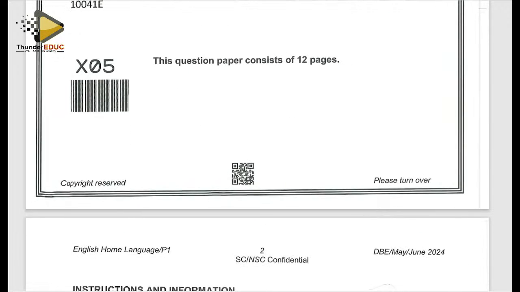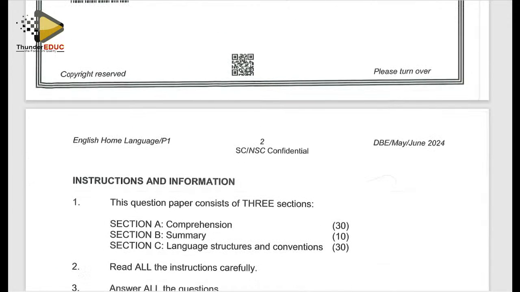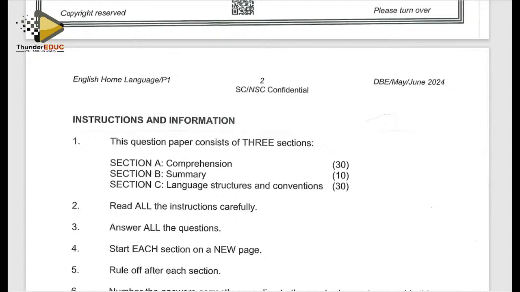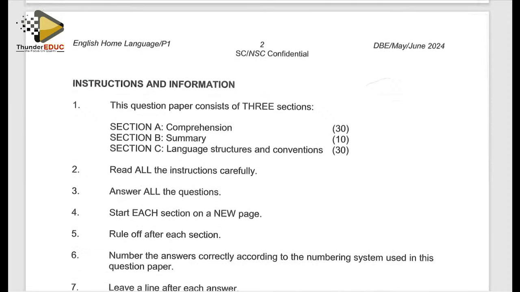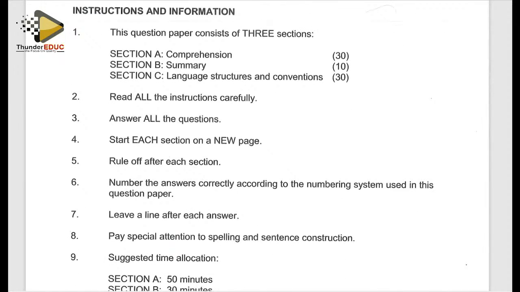Our topic is time management. We are going to be looking at our 3 sections: comprehension, summary, language structures, and conventions. Remember, with this paper, we need more practice so that we can get used to the components that are tested in this paper. As we are preparing for our June exams, our prelim exams, and our finals, we must revise as many papers as we can so that we can try and get through the 2-hour paper.